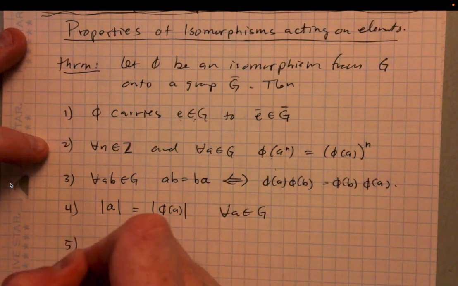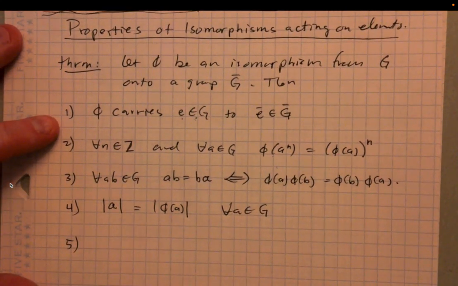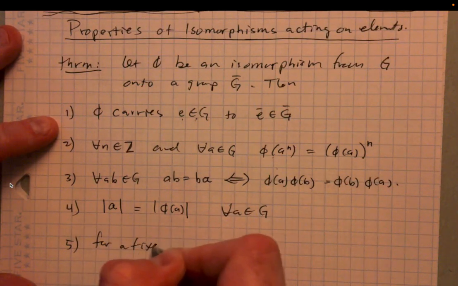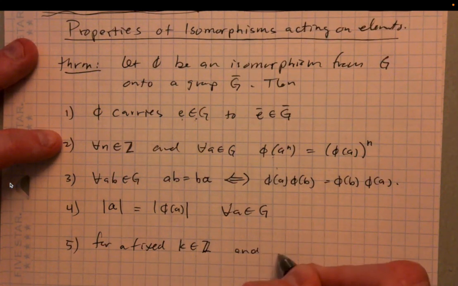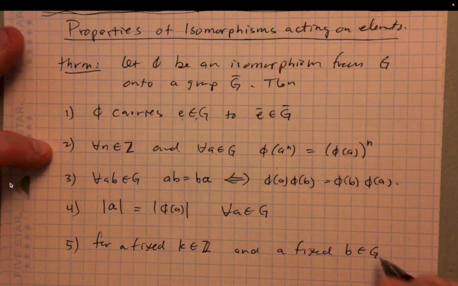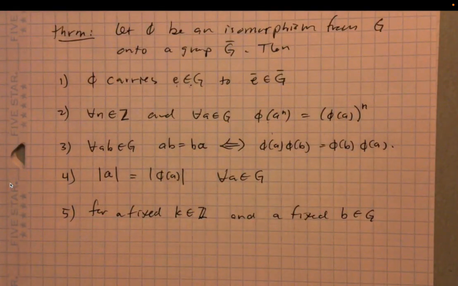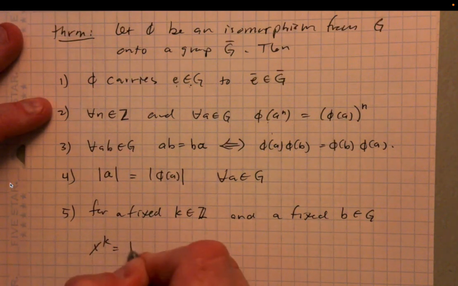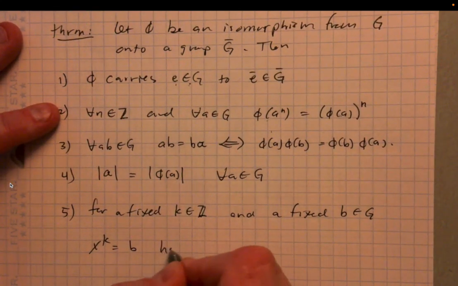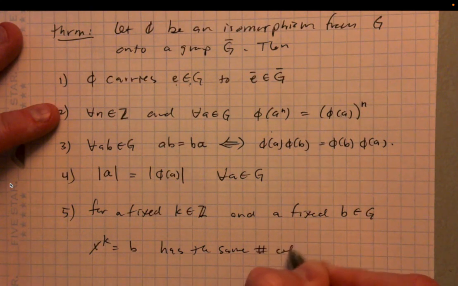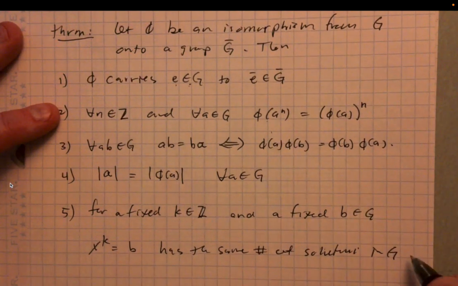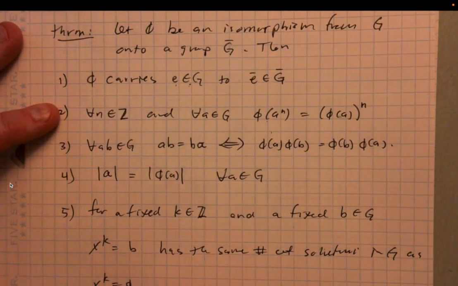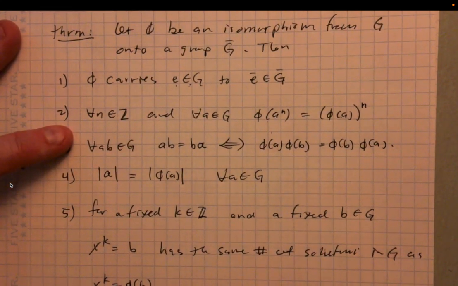And then the last one we'll mention here, and there's more, but we'll stop here. For a fixed integer k and a fixed element b in the group G, the equation x to the k equals b has the same number of solutions in G as x to the k equals phi of b has in G bar.